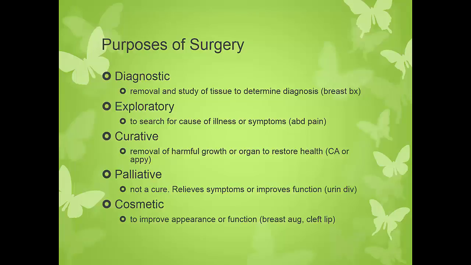Okay, so we classified surgeries, but now we're going to talk about the purposes of surgery. Why do people have surgeries? Well, one of the reasons is for diagnostic purposes. We think a patient has something wrong, or we're trying to rule out that it's not wrong, so we remove a piece of tissue or somehow access a piece of tissue, send that tissue off to pathology and study it to determine whether or not it is benign, okay, it can be left alone, or maybe something malignant. One of the most common examples of this is a breast biopsy.